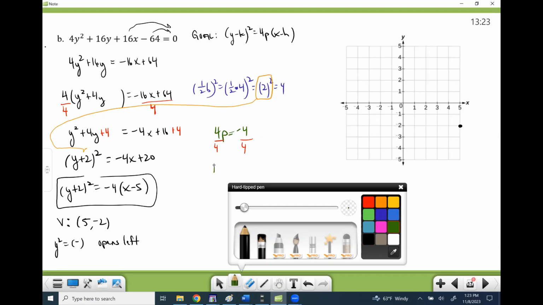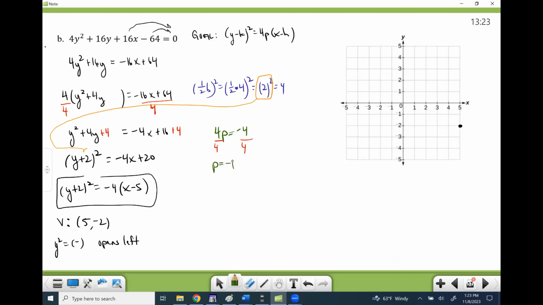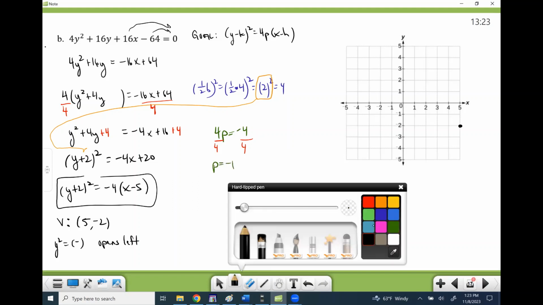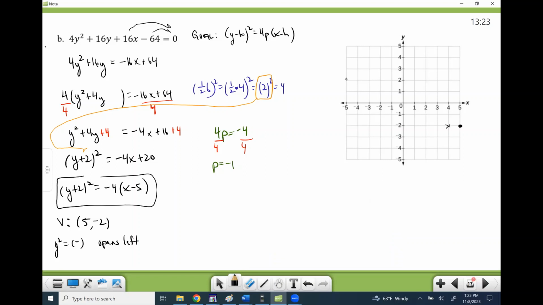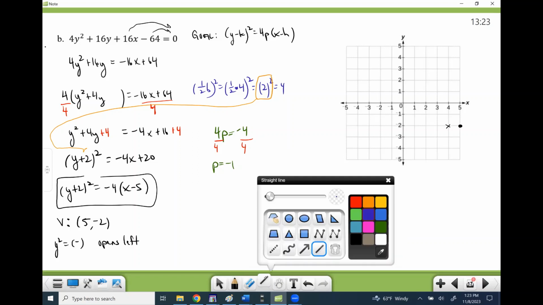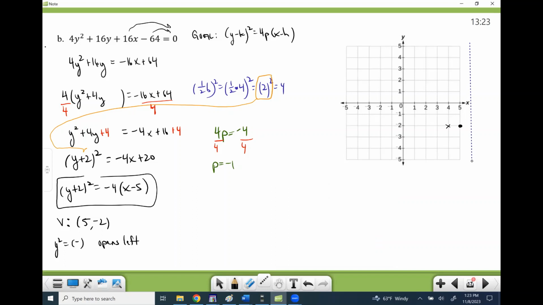P equals -1. So we would go to the left one to get to the focus, and then to the right one to get to the directrix. So over here at 6. There we go. So this would be x equals 6.